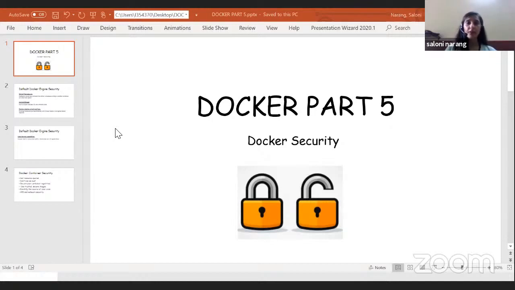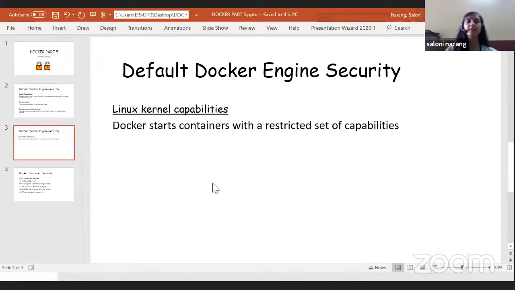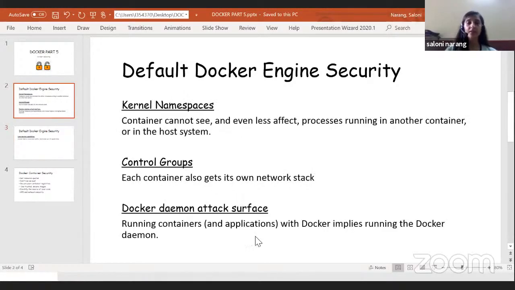So today I will be covering Docker security. So let's go on. When you run a container, what is it that the Docker engine security provides you by default? Here we have a few of these things: kernel namespaces, control groups, Docker daemon attack surface, and another one is Linux kernel capabilities. These are a few of the default Docker engine security things. So let's go into each of the items.